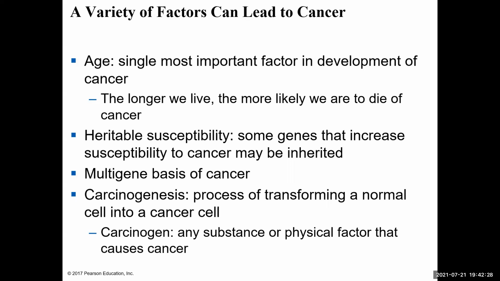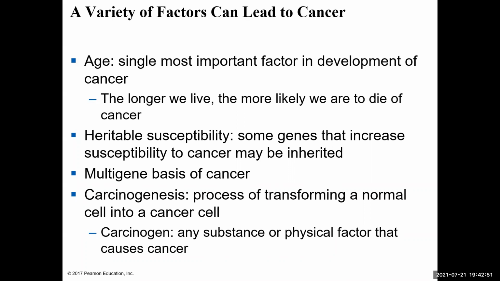are things like age. The longer we live, the more likely we are to generate those mutations in our bodies to develop the cancer. Another is inheriting some genes that increase susceptibility to cancer, so it may run in your genetics, in your family lineage.